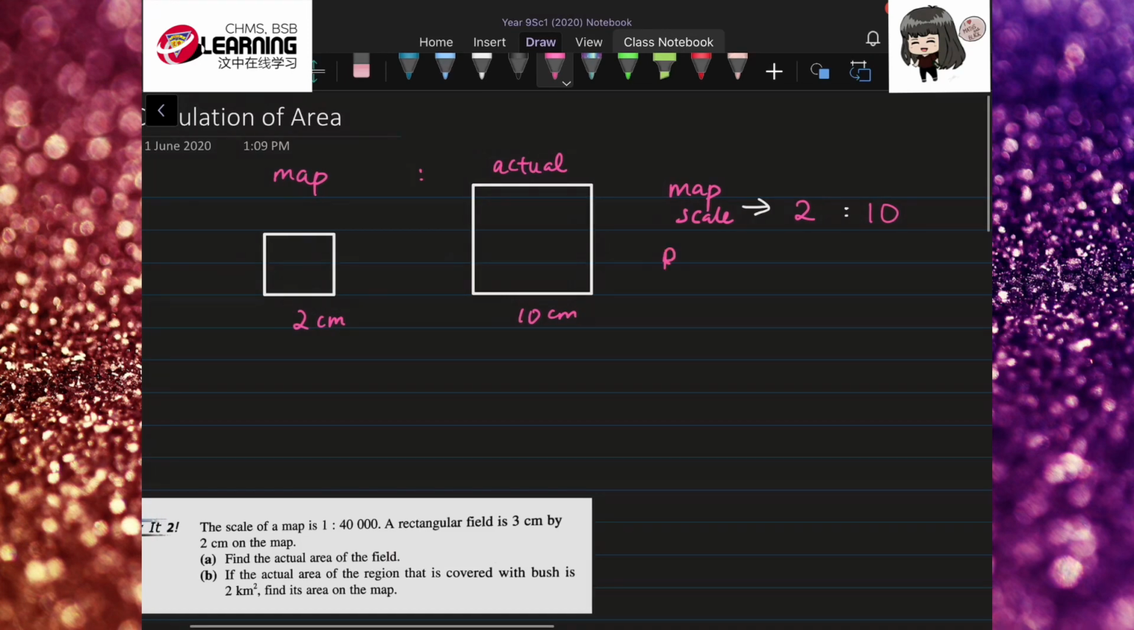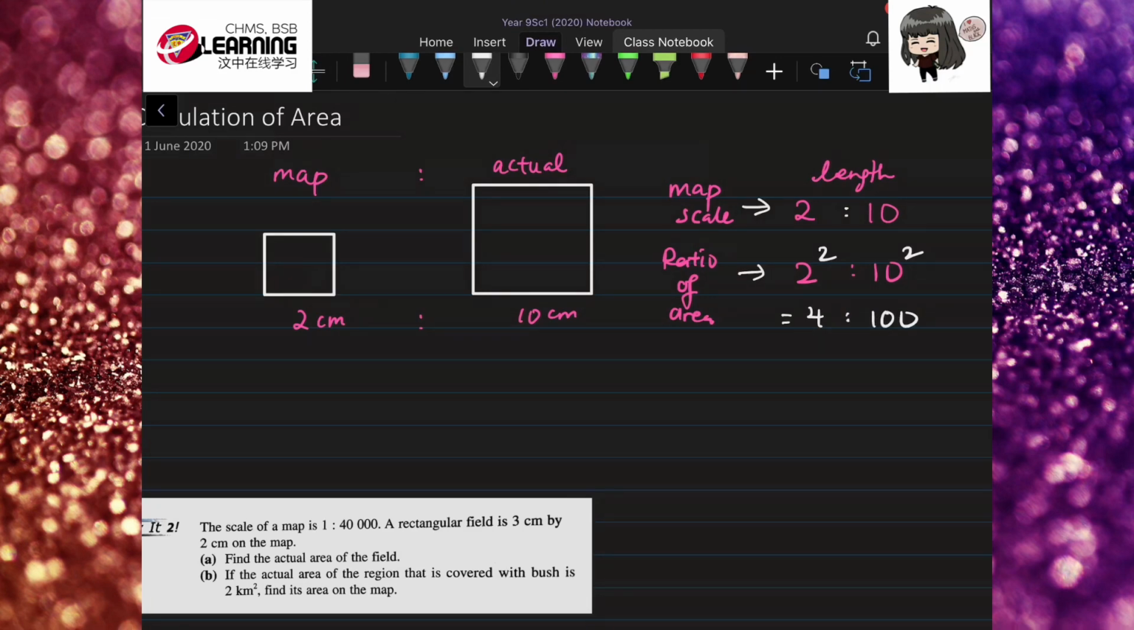Take note that this 2 to 10 is in centimeter, and it is a length. It's the distance of map and actual, 2 to 10. So the ratio of the area, you square for both. So 2 to 10, basically you square it, so it's 4 to 100. So the ratio of area becomes 4 to 100.